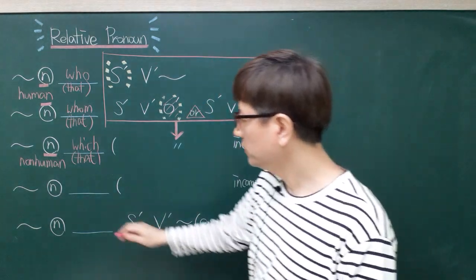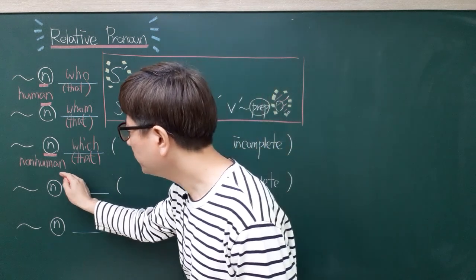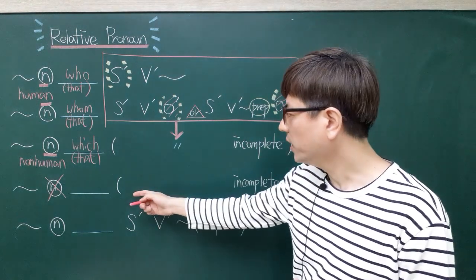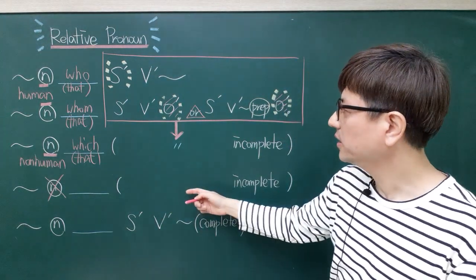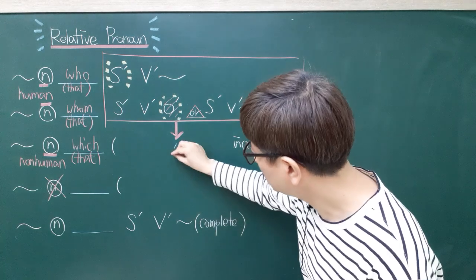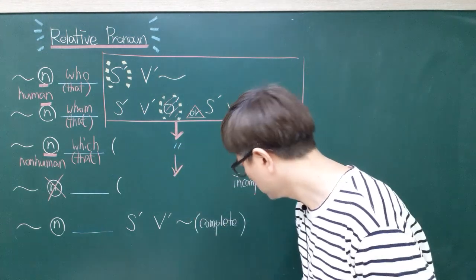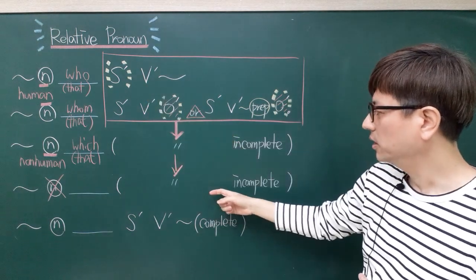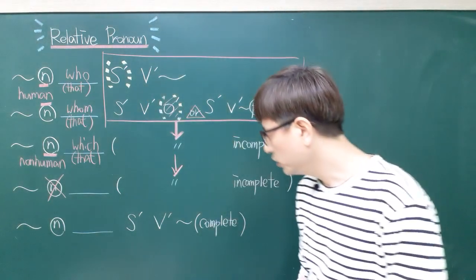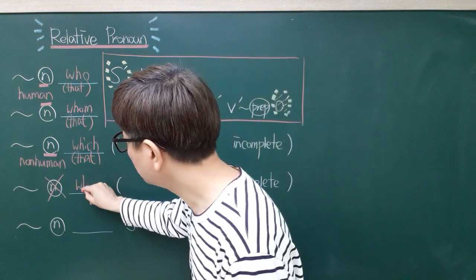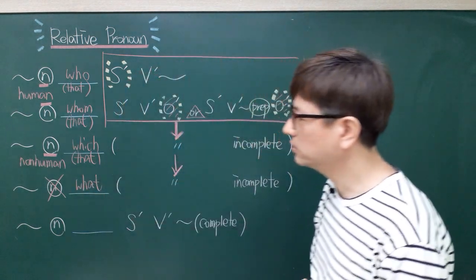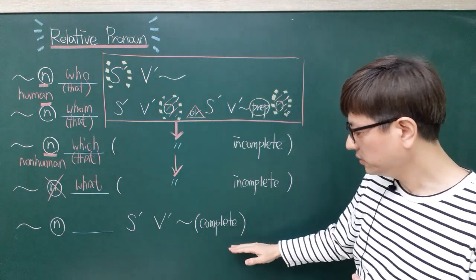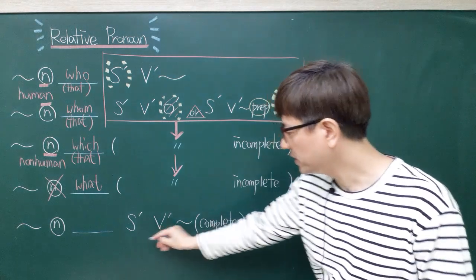And for this case, we don't have any noun in front of the relative pronoun, and we have just an incomplete sentence like this. We don't have either subject or object, which means an incomplete sentence. Then we should have the relative pronoun what. And the last one is special because we have a complete sentence.